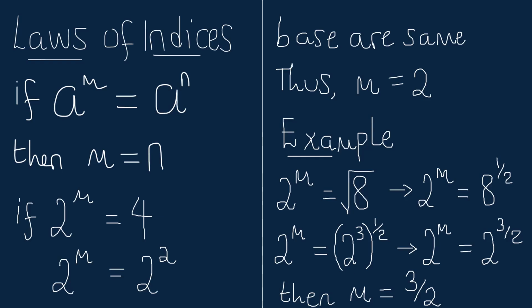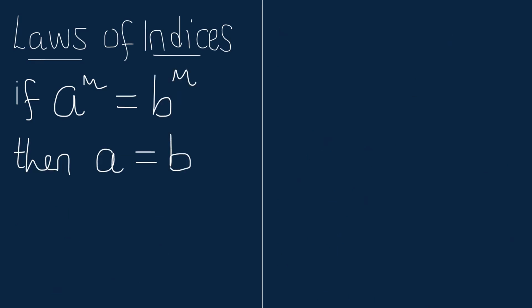Let's consider another law of indices that resembles the previously discussed one. Rule number 5, when the base of the variables are different but they are expressed to the same exponent. Consider an example here.